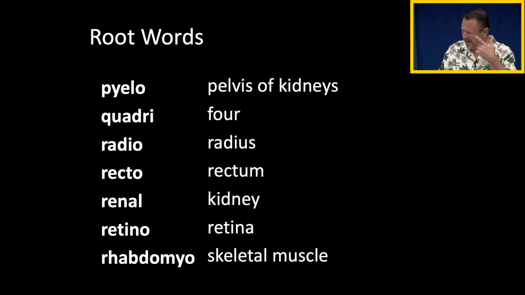Renal, kidneys. Retina, the back of the eyes. Rhabdomyo. All right. This is referring to skeletal muscle. Rhabdomyolysis is when someone undergoes a crushing muscle injury, and the contents, the junk, of the broken down muscle enters the blood, it starts to clog the kidneys up. That's what rhabdo is, rhabdomyolysis. It's when a skeletal injury is so crushing that it causes kidney failure. So be on the lookout for that rhabdomyo word.